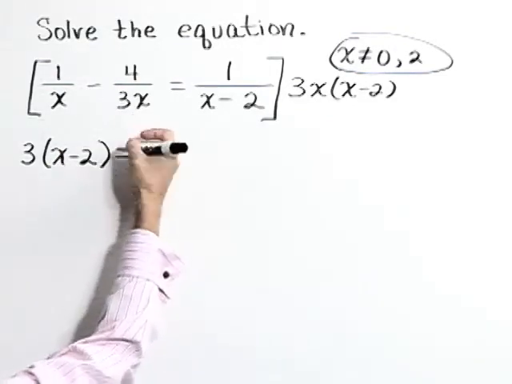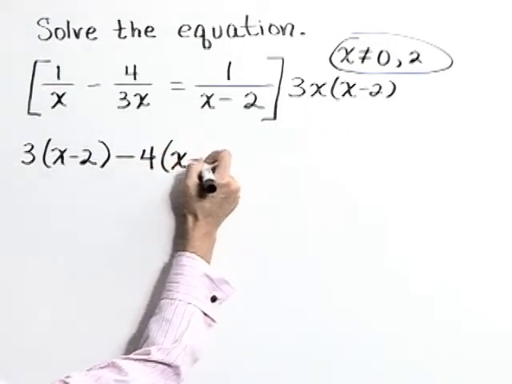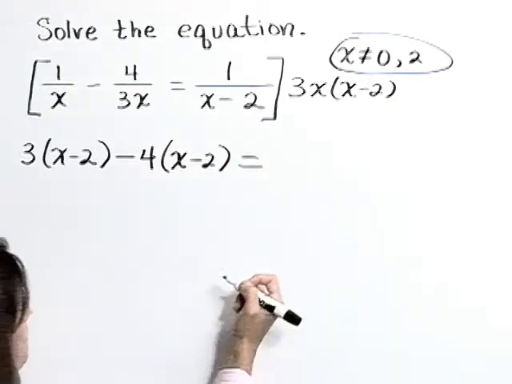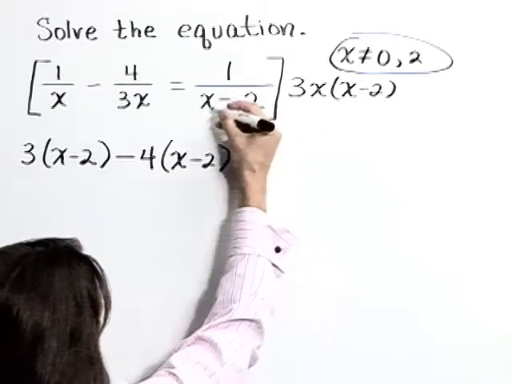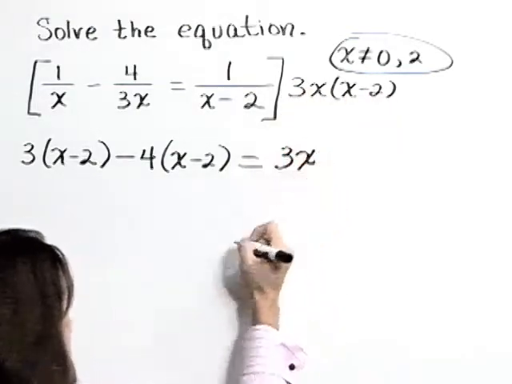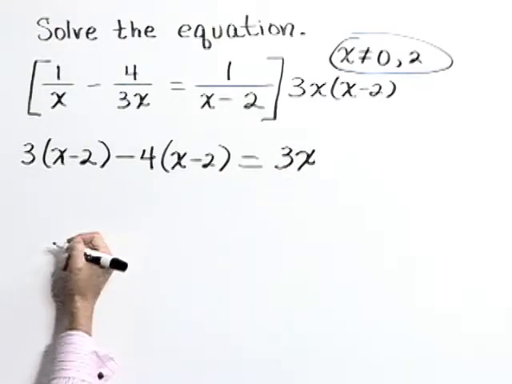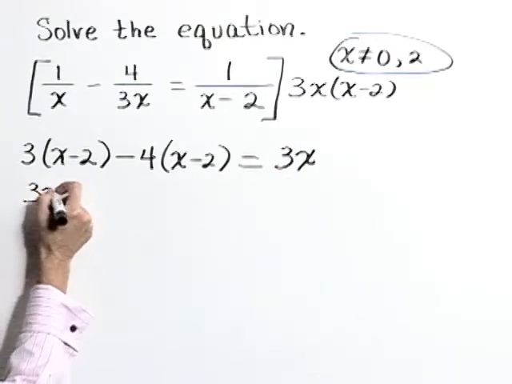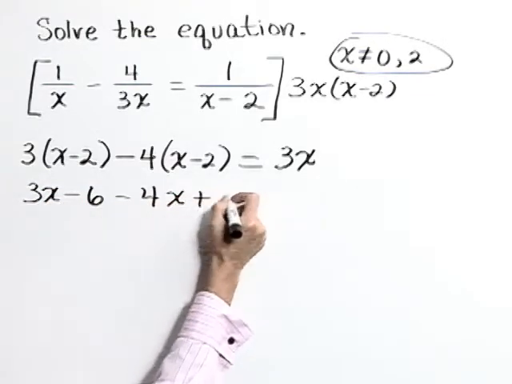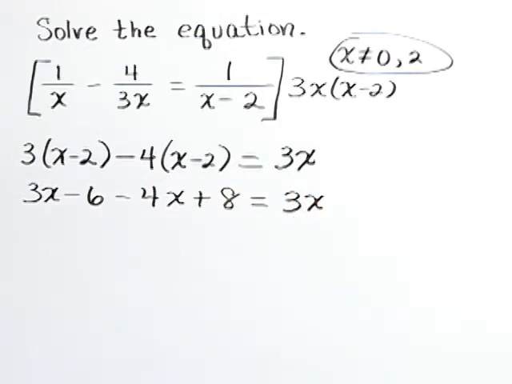Multiplying times our next term, the 3x will cancel, leaving 4 times the quantity x minus 2. That's equal to, on the right-hand side, multiplying the x minus 2's cancel, leaving us with 1 times 3x, or 3x. Now let's solve this linear equation. Distributing, we have 3x minus 6 minus 4x plus 8 is equal to 3x.